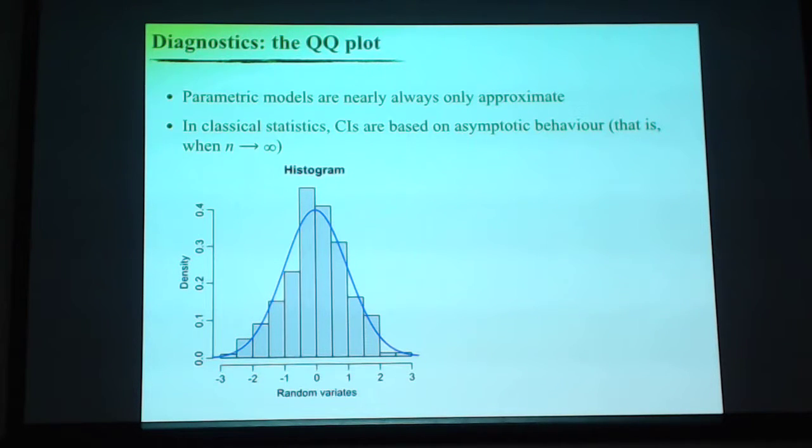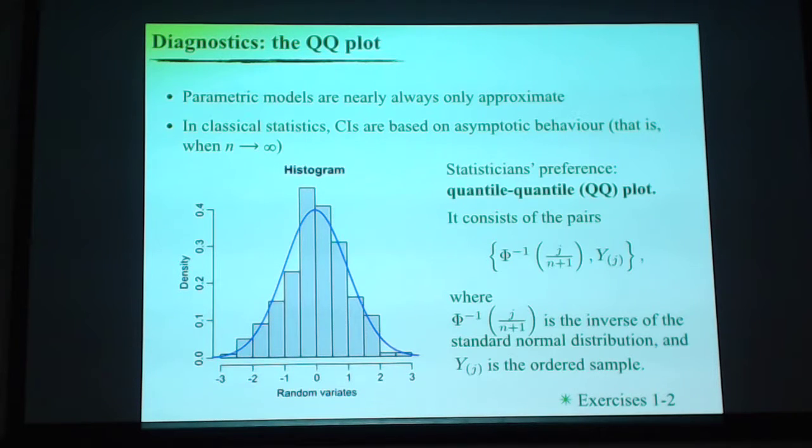No reply. Okay, so this is a normal distribution, but you don't see it. You are right if you do not want to answer me. So you don't see. Statisticians prefer the QQ plot, which is a very useful tool I found.